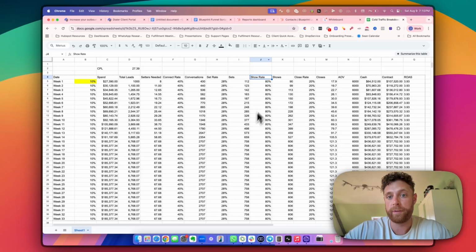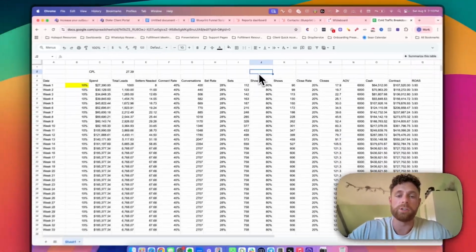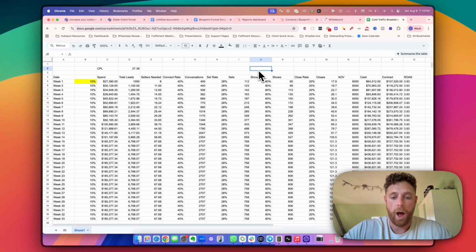You should be booking these people within 24 to 48 hours, if at all possible, 72 hours at the worst case scenario. If you can't do that, you need to open up time on your closers' calendars, which means either hire more or have them work more.